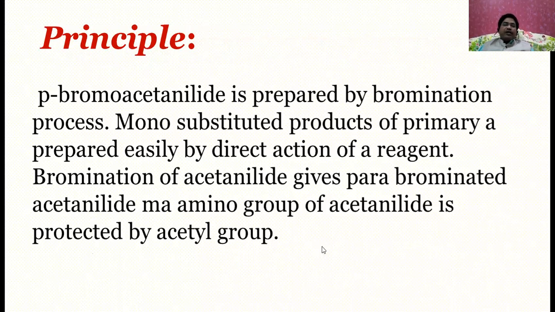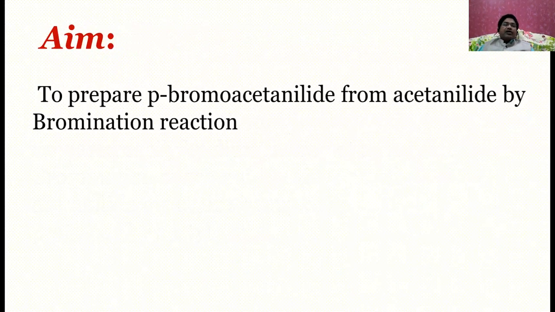Mono-substituted products are primarily prepared easily by direct action of a reagent. Bromination of acetanilide gives para-brominated acetanilide. The amino group of aniline is protected by an acetyl group. What is the aim in this one? To prepare para-bromoacetanilide from acetanilide by bromination reaction.